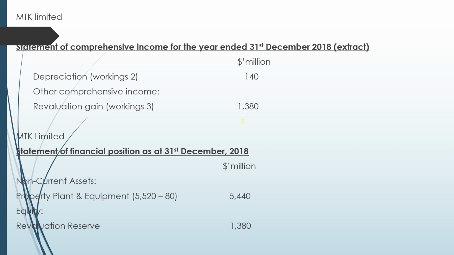And then the revaluation reserve, or the gain that we had. Remember, we said initially in our earlier submission that any gain on revaluation will be classified under equity under the heading revaluation reserve or capital surplus, if you can recall. So that's how come the 1,380 has been classified here.